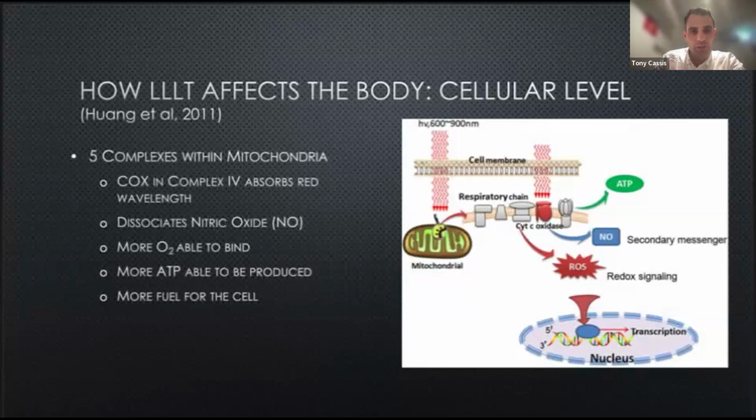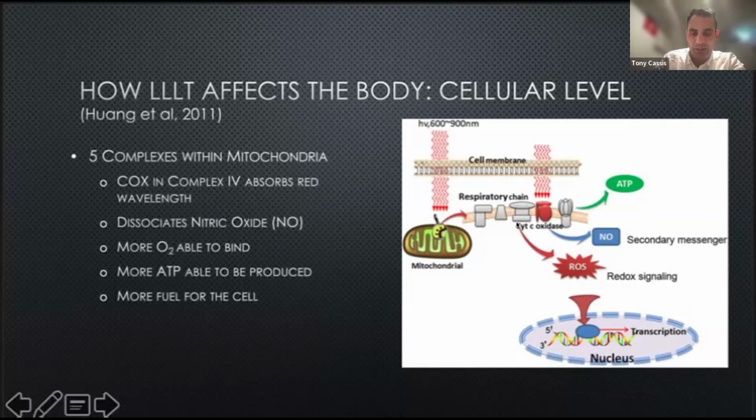So what occurs? As you can see in the picture here, the red light is emitted and absorbed within the mitochondria. This is complex 4 we're looking at, where cytochrome C oxidase, the COX we talked about, the chromophore and plant equivalent of a chloroplast, absorbs that light. By absorbing that light, it competitively displaces nitric oxide, which can bind to that complex's oxygen binding site, effectively disallowing oxygen to bind.